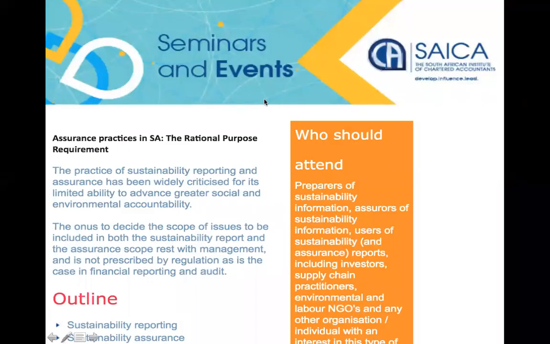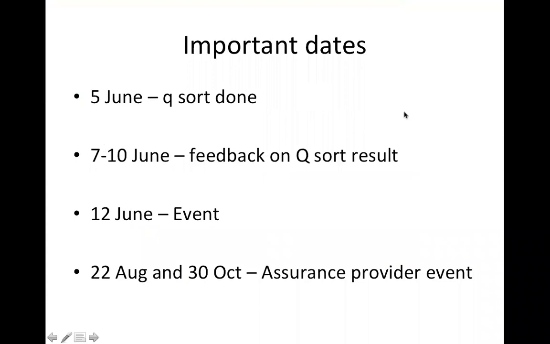Hi guys, I've made a short video to take you through the survey that's for the 12th June event with SAICA. I'm going to send it out today, which is 31 May. If it can be back with me on the 5th of June, I'll give you feedback on the 7th, and then you can give me your feedback on your results by the 10th, which is all for the 12th June event. 22 August and 3 October is obviously the assurance provider event.